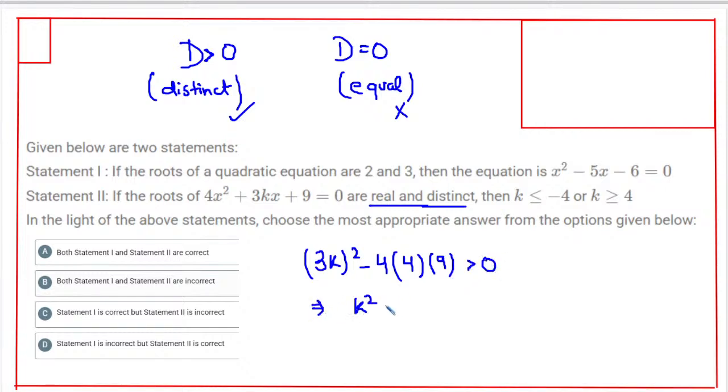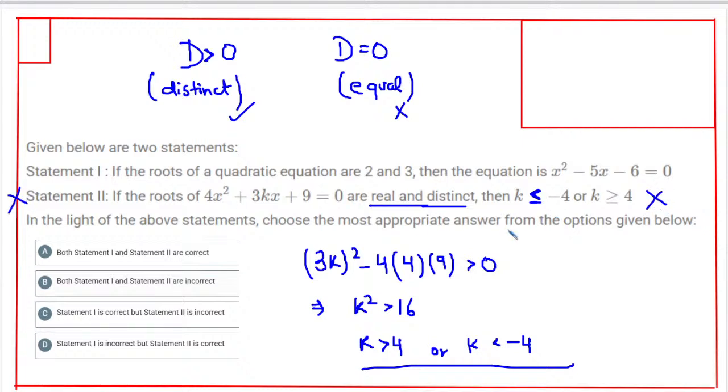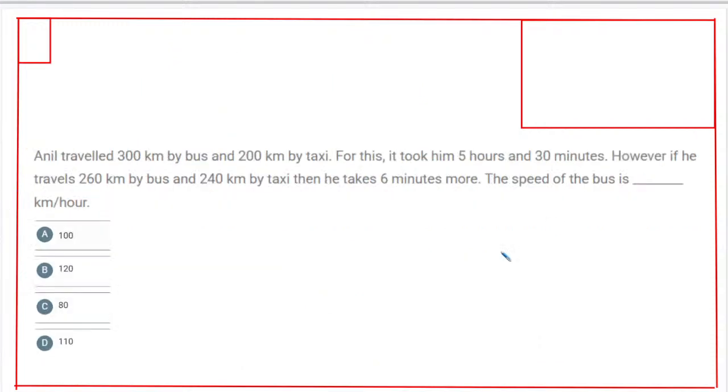So this is k square is greater than 16. We can say k is greater than 4 or k is less than minus 4. And look at the option, it is given as greater than or equal to, smaller than or equal to. So this is also a wrong statement. Statement 2 is wrong. And this is the only thing that we have to watch here. So be precise and read the question carefully. That's why this is a good question. Otherwise, everything is fine. Moving to the next question.